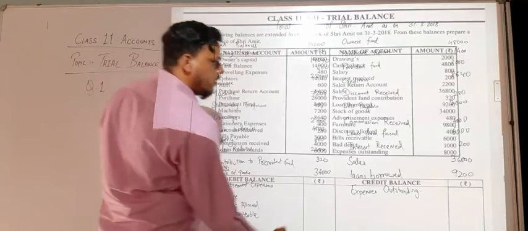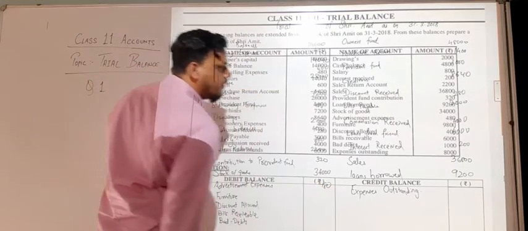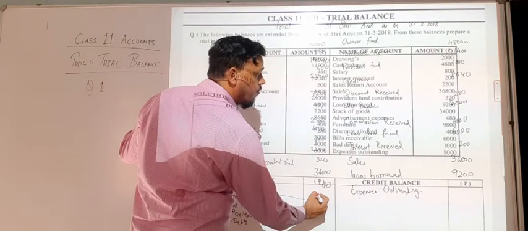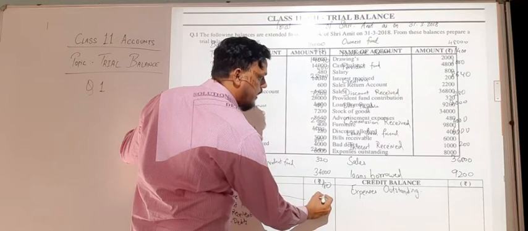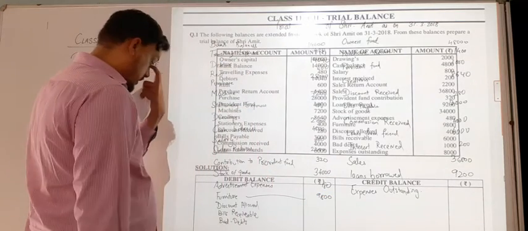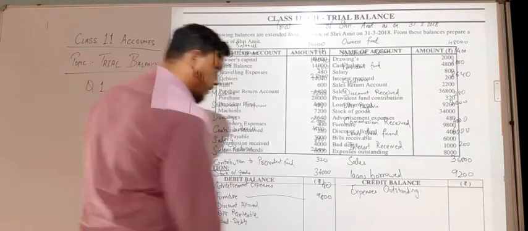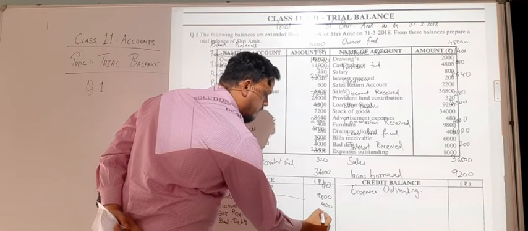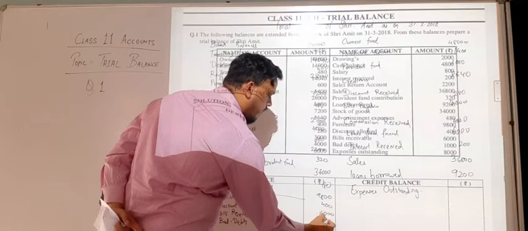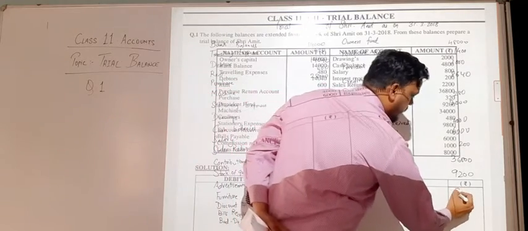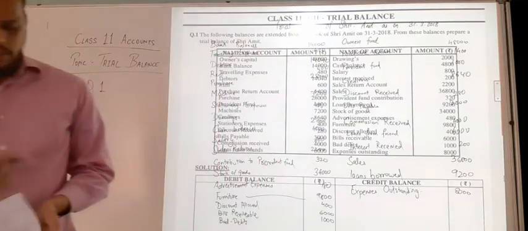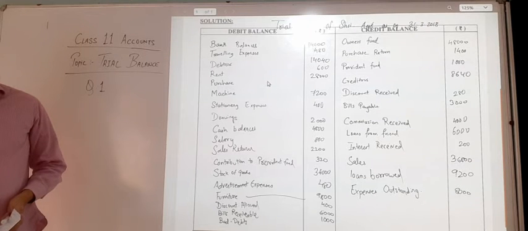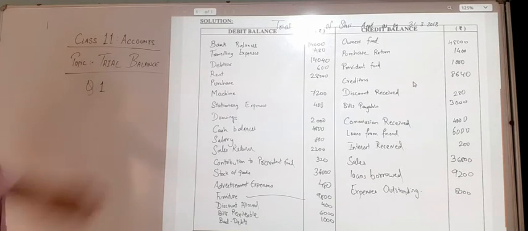Advertisement expenses is of 480. Then furniture is given as 9800. Then discount allowed is given 400. Then 6,000. Then 1,000, and in the end expenses as 8,000. So this much has been written from the question, but actually it has to be written this way. So all the writings are being completed.